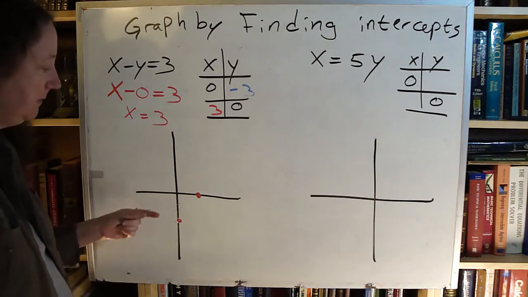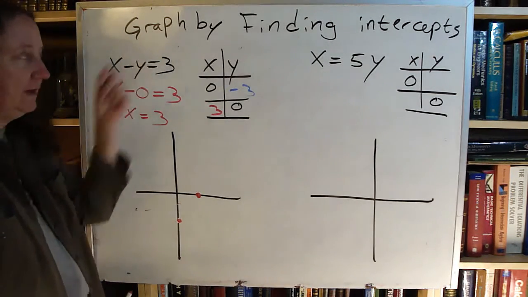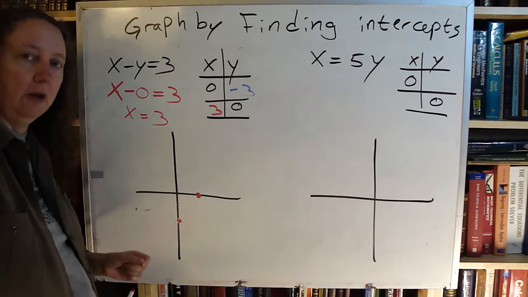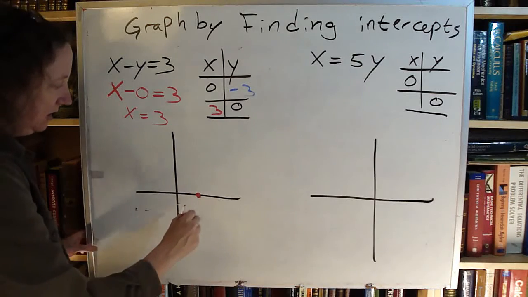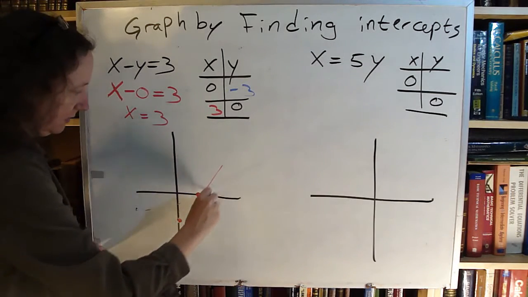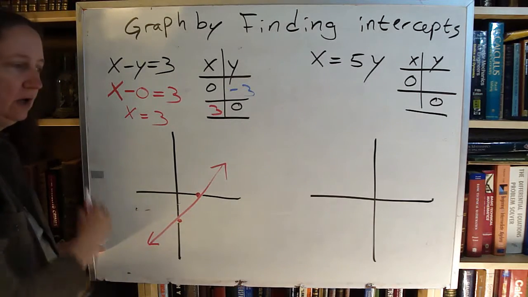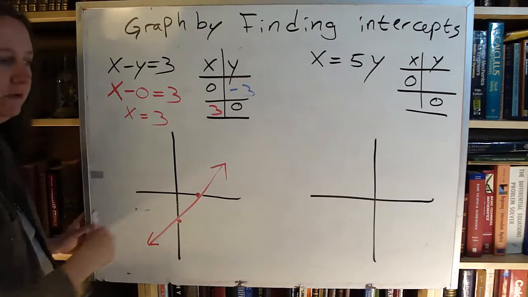That's the idea of graphing by finding the intercepts. Each of your dots is going to be on the axis. And then once I have my two dots, I draw my line, add the arrows, and that problem is done. I move on to the next one.